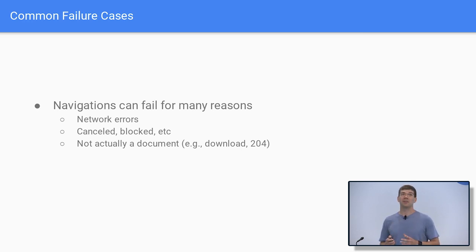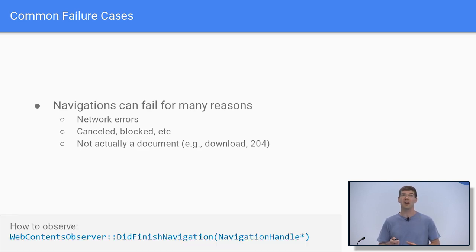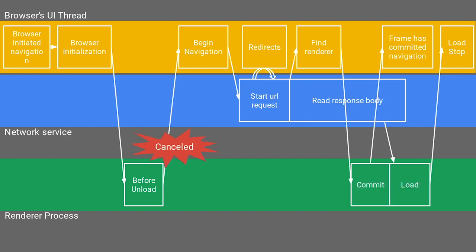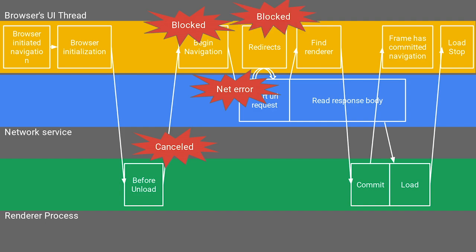And the last thing I'll talk about is, so far, I've covered a successful navigation, but navigations can and do fail for a whole bunch of reasons at pretty much every stage up to the commit point. Oh, and by the way, when things fail, we will still dispatch DidFinishNavigation, and you can query the navigation handle to find out whether this was an error or not. But just to show you a few places where we can fail: you can cancel a navigation from a beforeunload handler. You can block the navigation before it starts to make requests from a throttle. The URL request might result in a network error. The redirect might be blocked, or the whole thing might turn out to be a 204 or a download. So yeah, this is a pretty complicated flow of things.